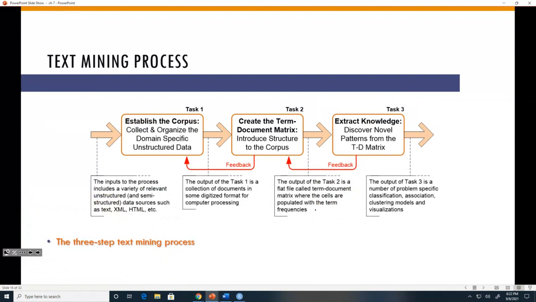So like I was saying earlier, in the text mining process, we take our unstructured data, we establish the corpus, we can then turn that corpus into our term document matrix, which is a matrix that we can perform mathematical operations on. And we pull that in and we can extract knowledge that we then interpret.